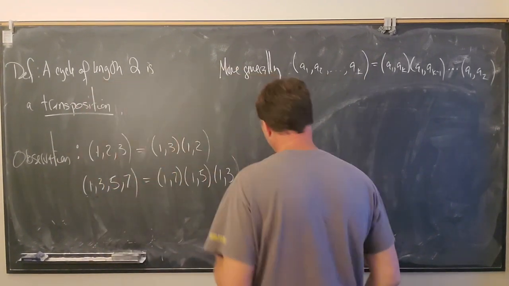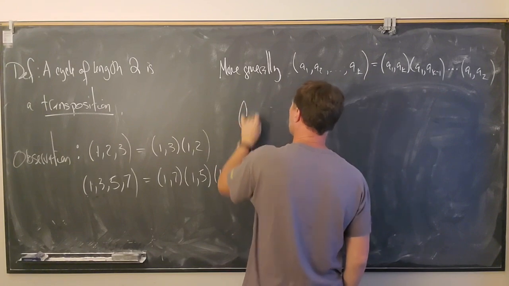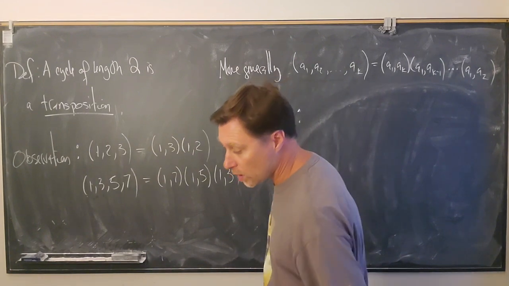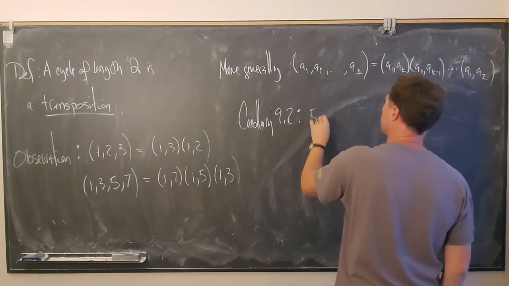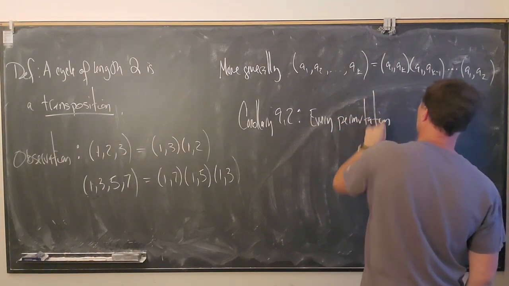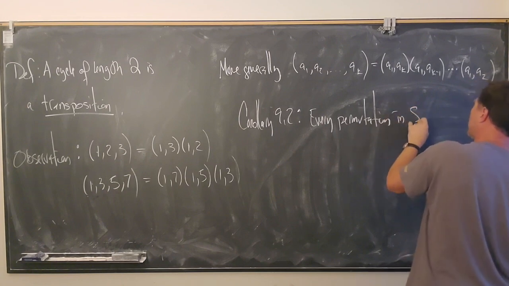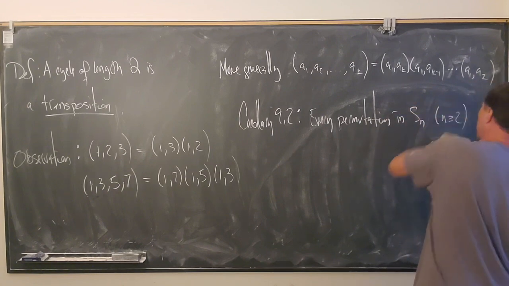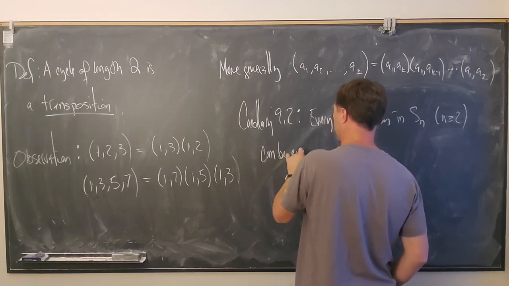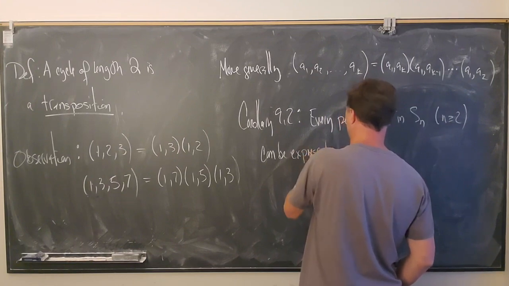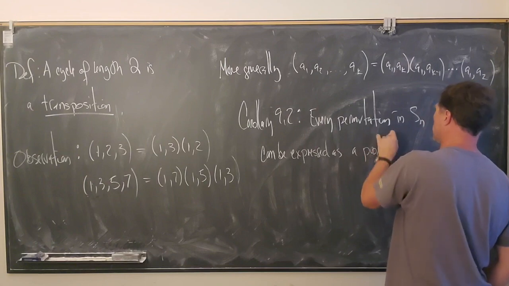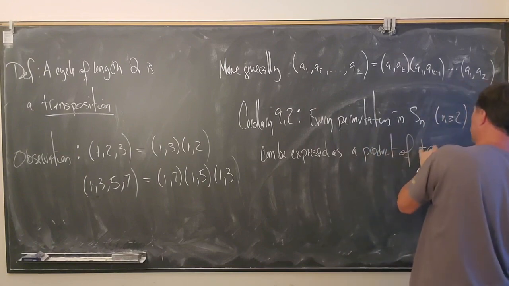And so this is really a corollary of the previous theorem. So let's call this corollary 9.2, and this is going to be very useful. Every permutation in S sub n, here obviously n greater than or equal to 2, can be expressed as a product of transpositions.